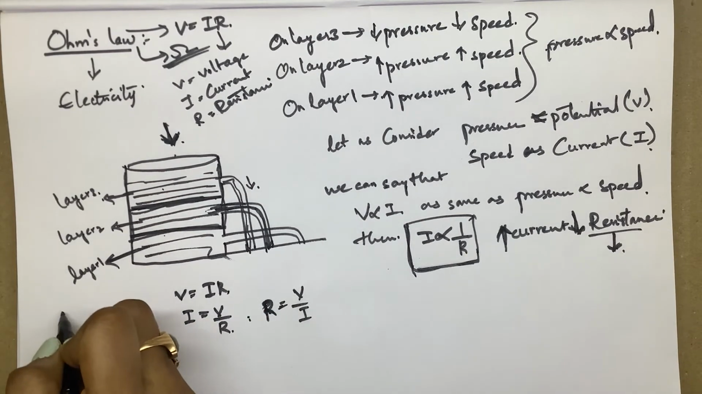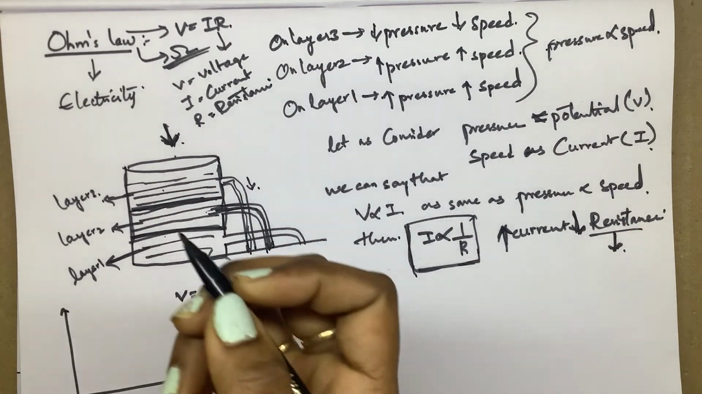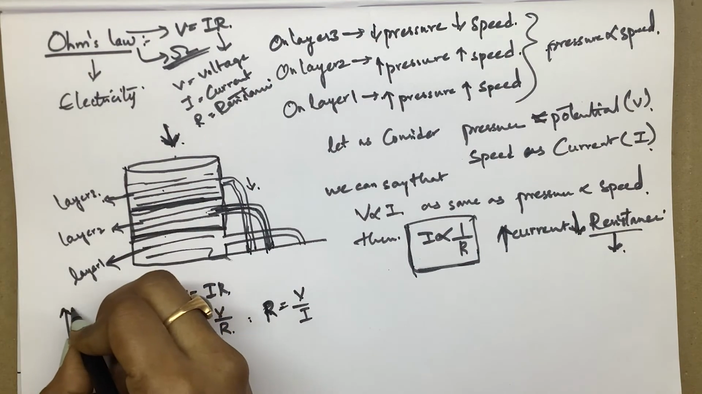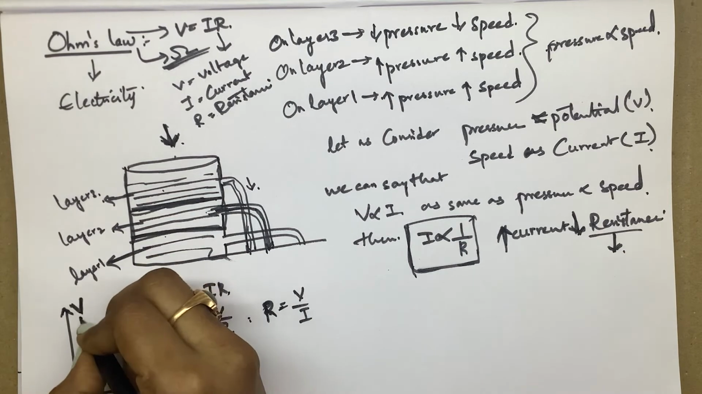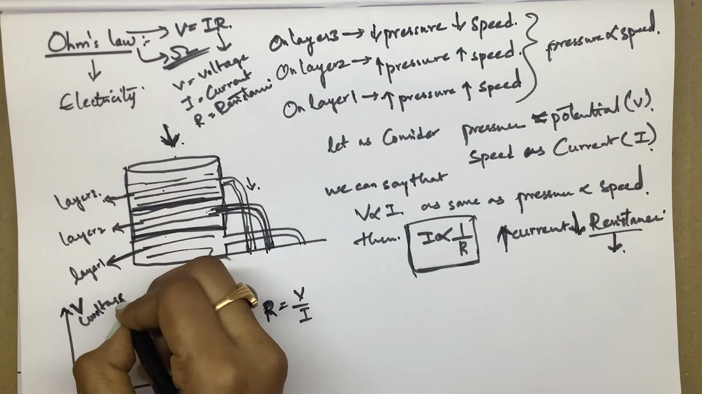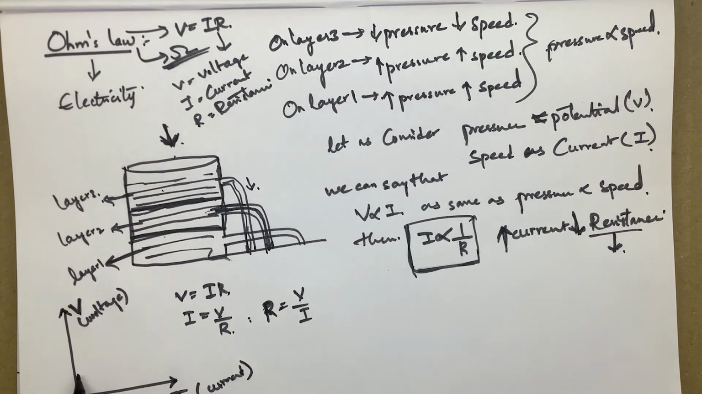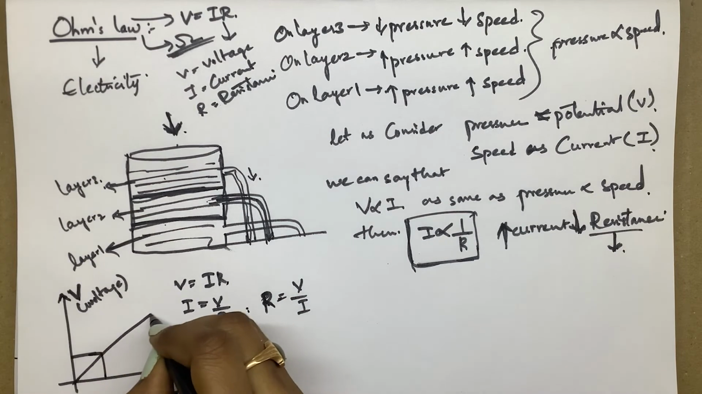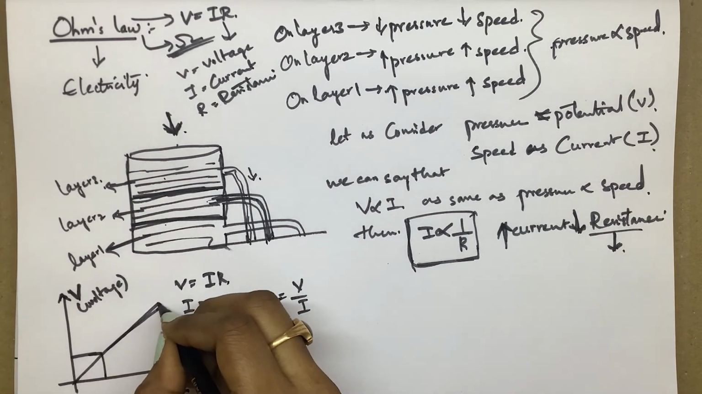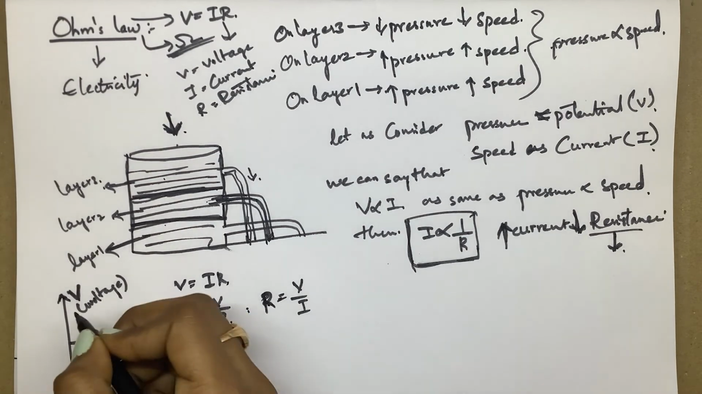Let's discuss this graph concept of Ohm's law. Here we need to write V and here we need to write I. V is nothing but voltage, I is current. As V increases, I also increases. So this slope will be straight. The slope will be straight, as V increases, simultaneously I also increases.